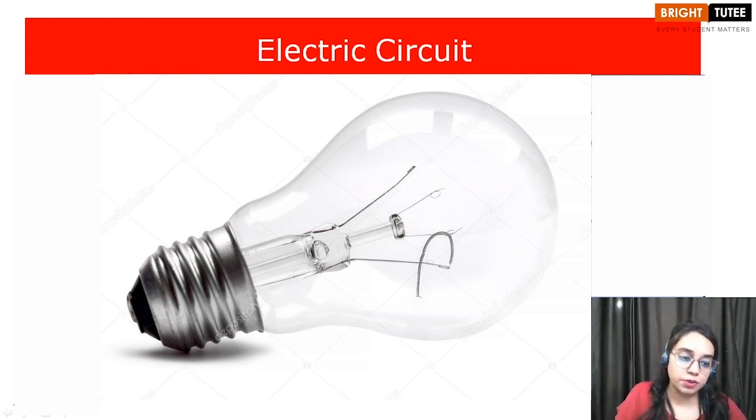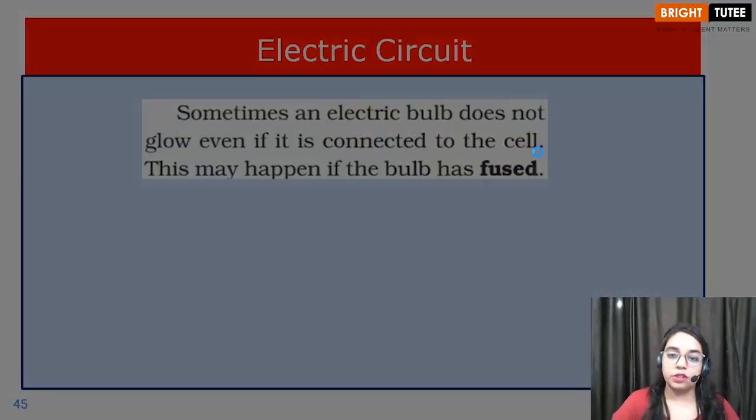And now we are going to study this in detail, right, children? So let us now read this quickly. Sometimes an electric bulb does not glow, even if it is connected to the cell properly. This may be because the bulb has fused. Let us see what could be the possible reason for the fused bulb.